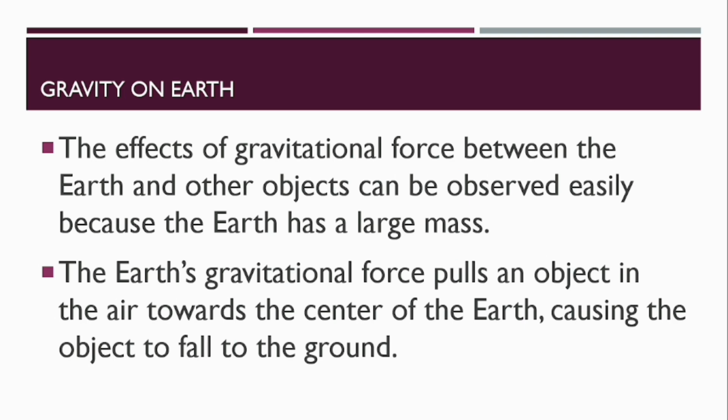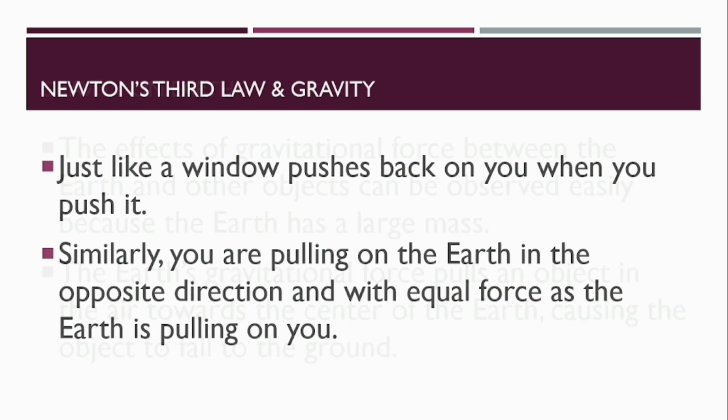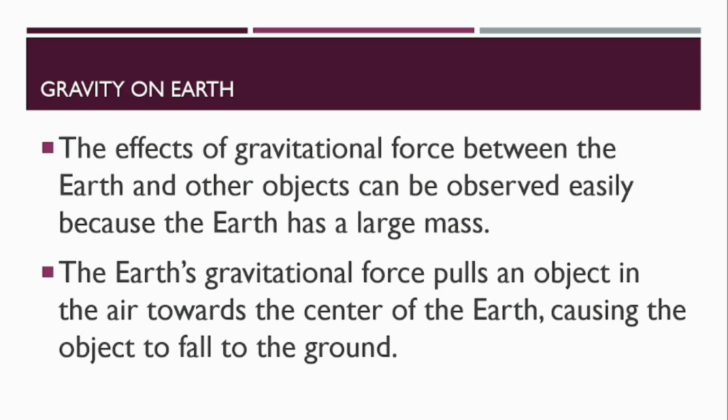Now we will study about the gravity on Earth. As we have studied that larger masses have larger gravities, so Earth has a very large mass and it has a very large gravity. The value of gravity on Earth is approximately 9.8 meter per second square. So this 9.8 value is the gravity on Earth. It is because of the Earth's gravitational force that everything falls to the ground.